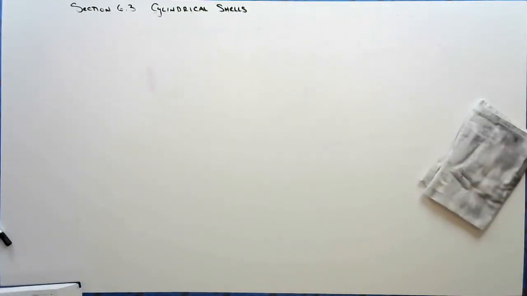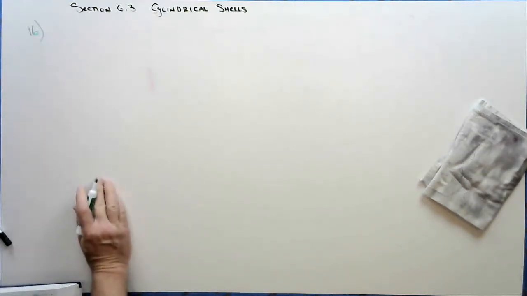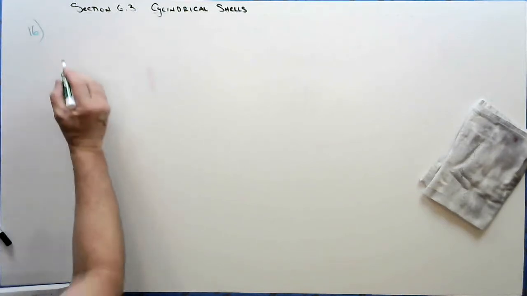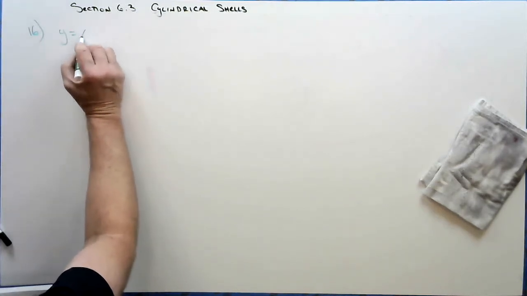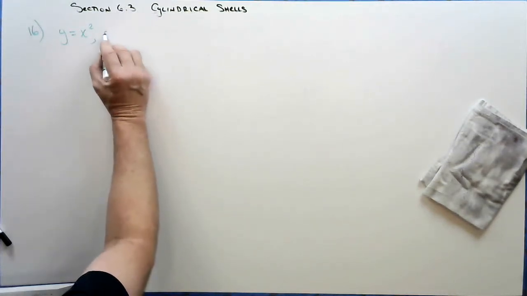All right, taking a look at the homework assignment here. Let's go ahead and take a look at problem 16. All right, problem 16. So problem 16 is y equals x squared. Y equals 2 minus x squared.